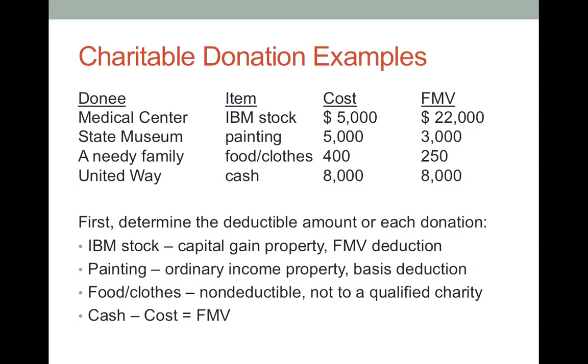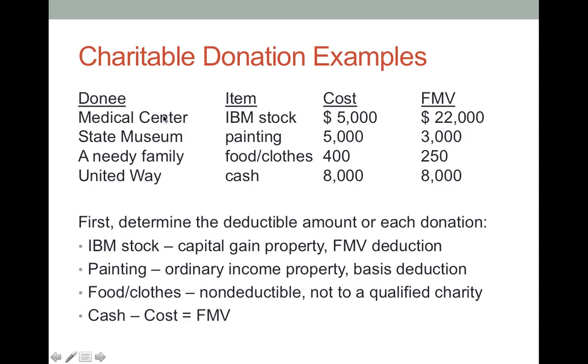If you're given an example like this or a problem like this in the homework or on the exam, I'm going to try to break it down into a step-by-step process that will make it easier to deal with all this information. I think a good way to attack it, the first step, is determine the deductible amount of each donation. Look at each individual donation and figure out what is my maximum deduction for each of these. Again, the amount of the deduction depends on what type of property is being donated. So let's look at all of these. The first donation is IBM stock. For this medical center, we can assume that this is a qualifying organization and that it is not a non-operating foundation, because that will not be on the exam.